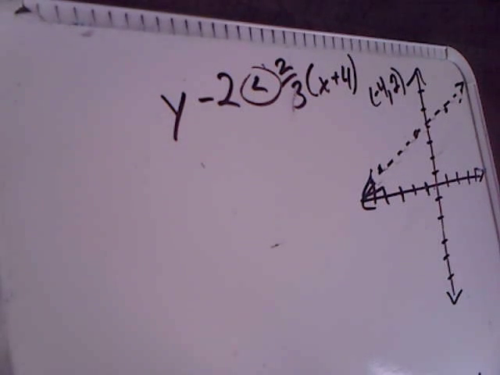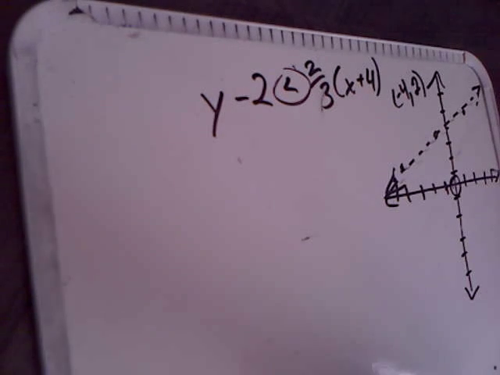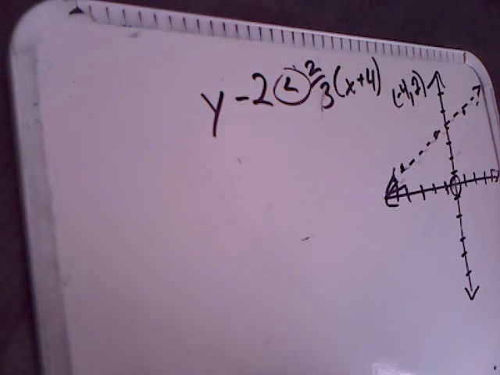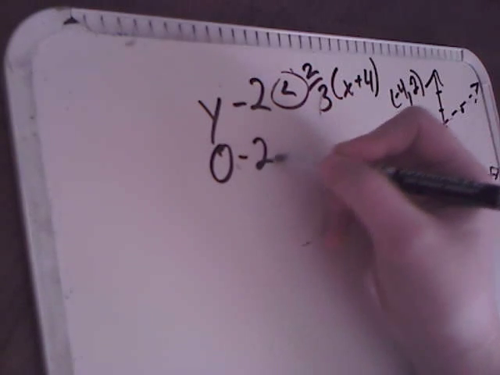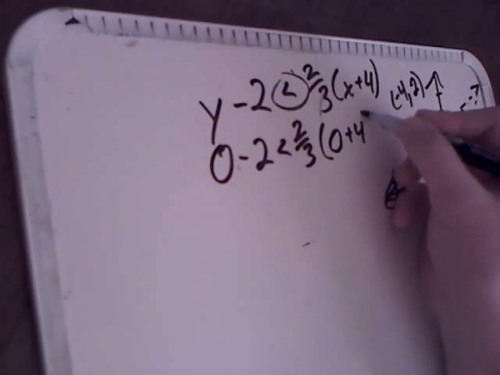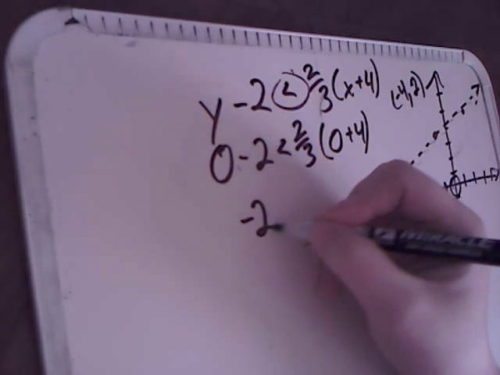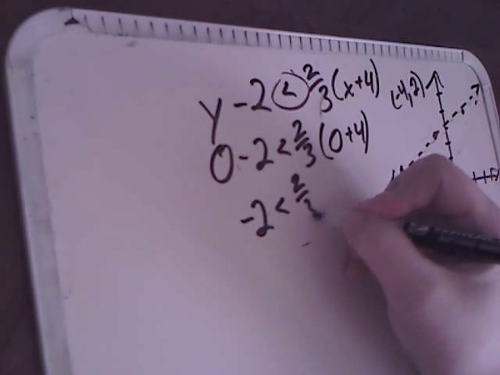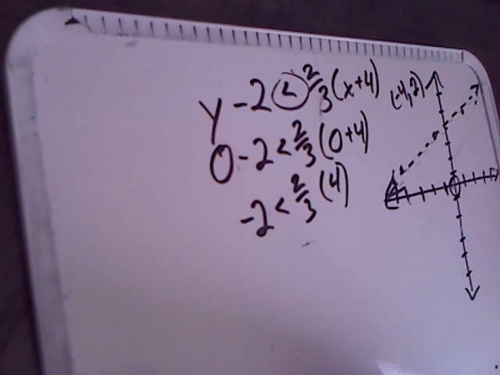But now that I have this, I'm going to pick my origin point, which is the easiest to work with because it's 0 most times. And it's just the easiest to locate on the graph. And what I'm going to do is put this point into this equation for x and y. So it becomes 0 minus 2 is less than 2/3 times 0 plus 4. So the first thing I'm going to do, 0 minus 2 is the same thing as -2 is less than 2/3 of 0 plus 4, which is 4.